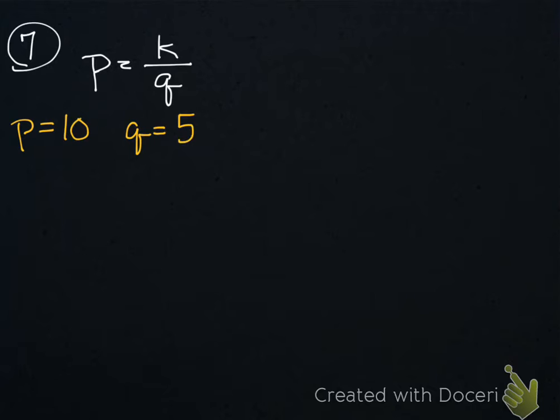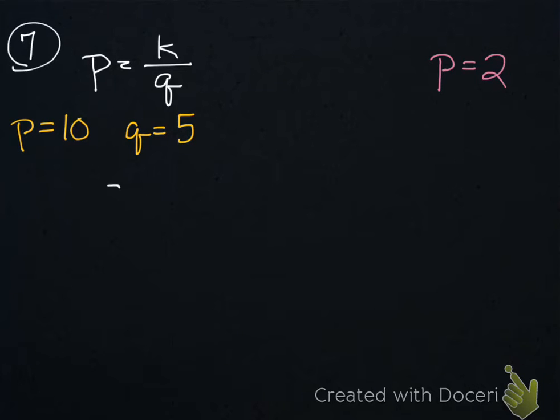Number 7. P is inversely proportional to Q. Okay, this one's different. Inversely means we're dividing. So that Q goes in the denominator. But we're still going to get two sets of criteria. When P is 10, Q is 5. Second set of criteria, find Q when P equals 2.